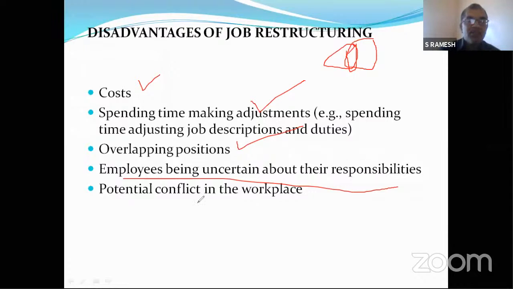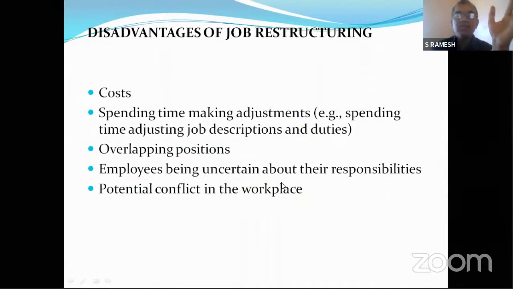Potential conflict in the workplace. So it may lead to conflicts in the workplace. Today, an employee is asked to work in a particular place. Next day, he is shifted to another department. So there already existing employees will be there. They do not know about him or her. So in that case, what happens? Compulsorily, there is bound to be certain conflict. It is not every time, but sometimes it may take place. So potential conflict in the workplace may result because of this.